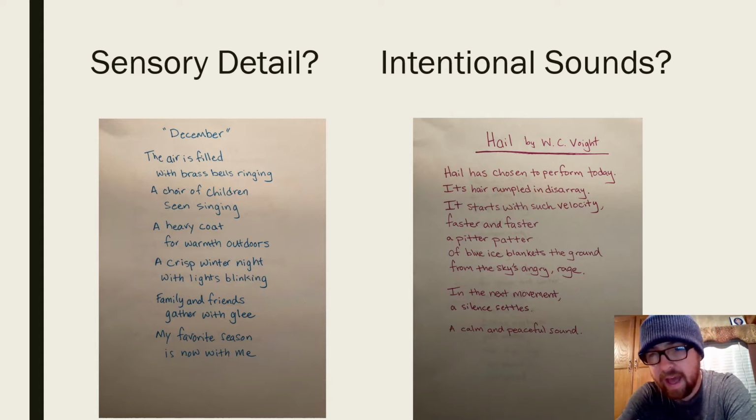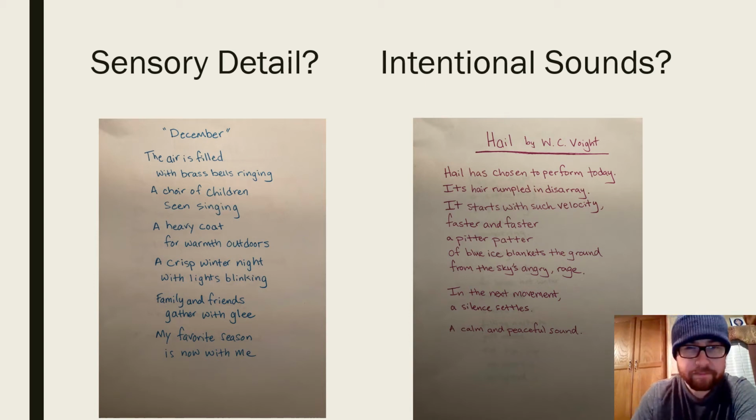In my poem Hail, what are some intentional sounds I've included? Well, the onomatopoeia, pitter-patter, right? That's sounds. That's the sound that the hail makes, pitter-patter. So that's an intentional sound that I've included in my poem there. Okay, let's move on. So what have you got in yours?